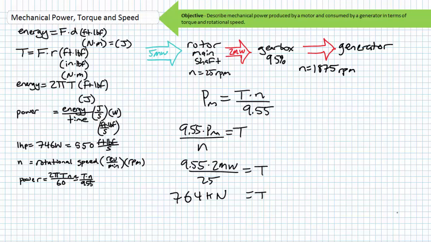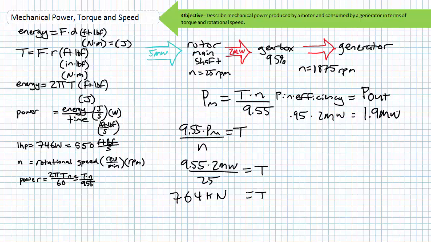Let's say the gearbox is stepping up the speed 75 times and rotating the output shaft at 1,875 RPM. Assuming the gearbox is 95% efficient, what is the output torque for the gearbox and the input to the generator? Again, efficiency is the ratio of usable output over input, where in this case, input is the 2 megawatts supplied to the gearbox. Rearranging this, power input times efficiency is our output. Substituting in the necessary numbers, we find the gearbox supplies the generator with 1.9 megawatts of mechanical power.